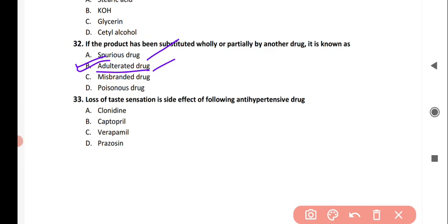The next question is: loss of taste sensation is a side effect of the following antihypertensive drug. Loss of taste sensation can be seen with captopril. Option B is correct for this question. Captopril is basically an antihypertensive drug. So option B is correct.